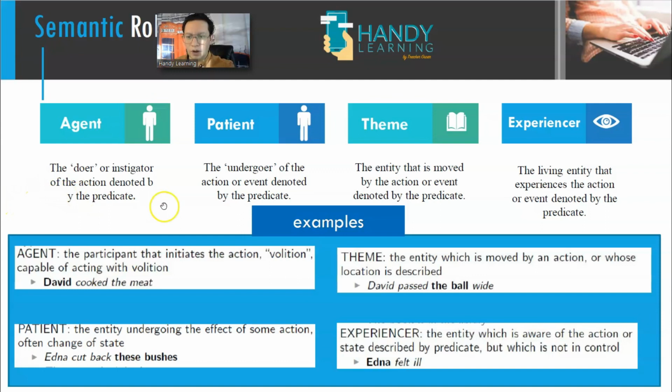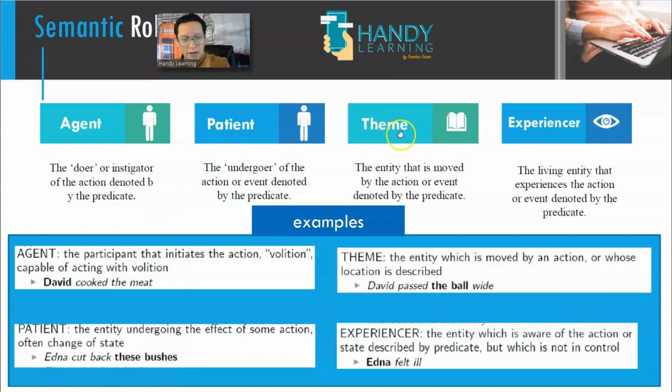The agent is the doer, right? Is the item in the sentence that creates the action. For example, here it says agent, David cooked the meat. David is the agent because he is applying an action to the meat. The patient is the undergoer, is the one that receives the action denoted by the predicate. So in this example, Edna cut back these bushes. In this example, these bushes is the patient, and we should include both the determiner, these, and the noun bushes. So all of the phrase, these bushes, will become the patient, all right?